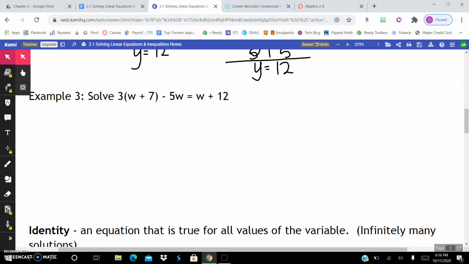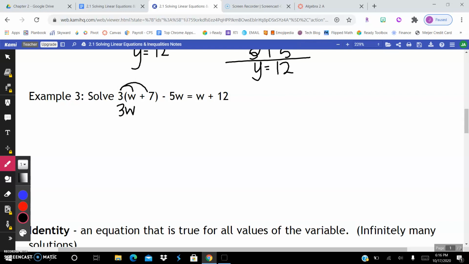All right, now this one, notice that we have w's kind of all over the place on both sides of the equal sign. There's a couple of them on the left-hand side. So we have to simplify before we can start to solve this one. So I am going to distribute the 3. 3w, and then 3 times 7 is 21, minus 5w equals w plus 12 on this side. Then I still have 3w and negative 5w over here, so that's negative 2w plus 21 equals w plus 12.